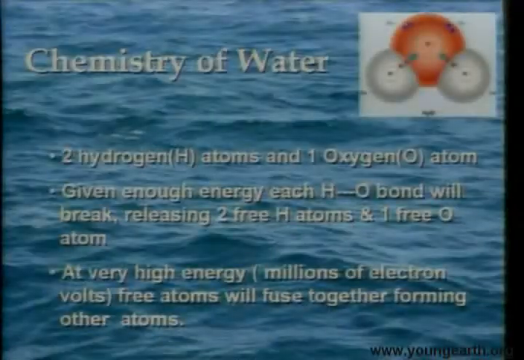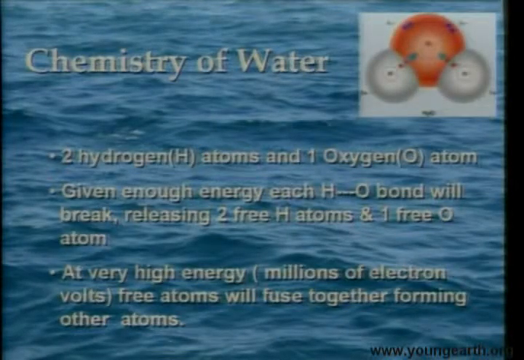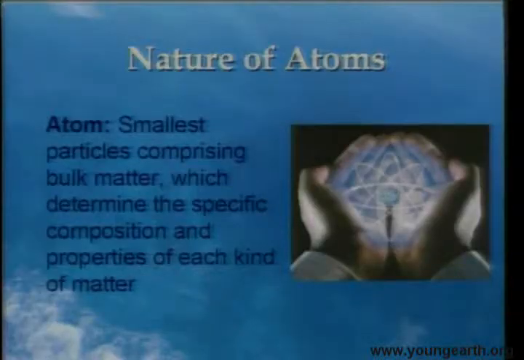So here's the key thing. High energy, free atoms will fuse together to form other atoms, starting with hydrogen and oxygen. So that's where we're going from. Now, a little bit of atomic chemistry here, okay? An atom, the smallest particle that comprises matter, which determines the specific composition of that matter, of course, and the properties of it. So that's the atomic theory of matter. Everybody who had a little chemistry remember that, maybe.